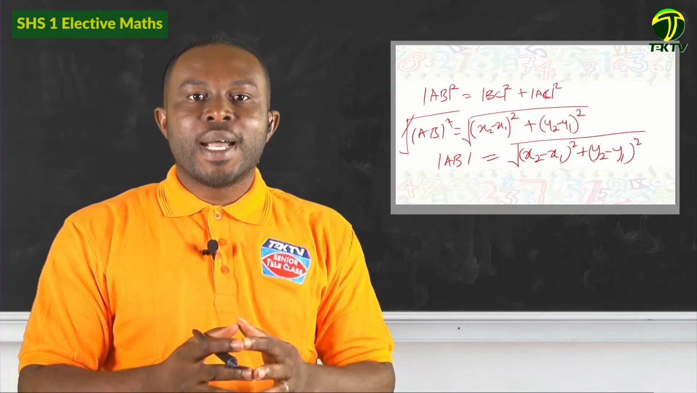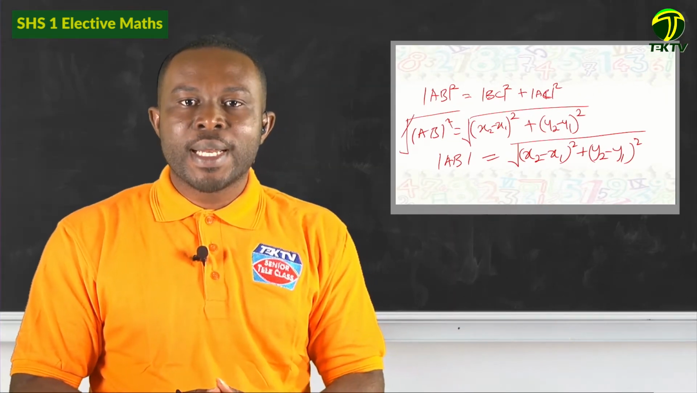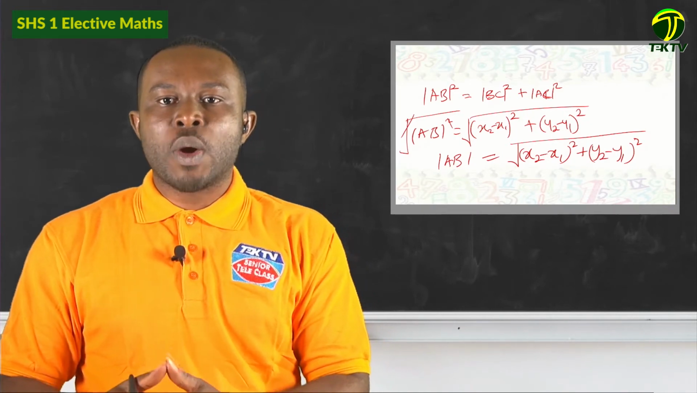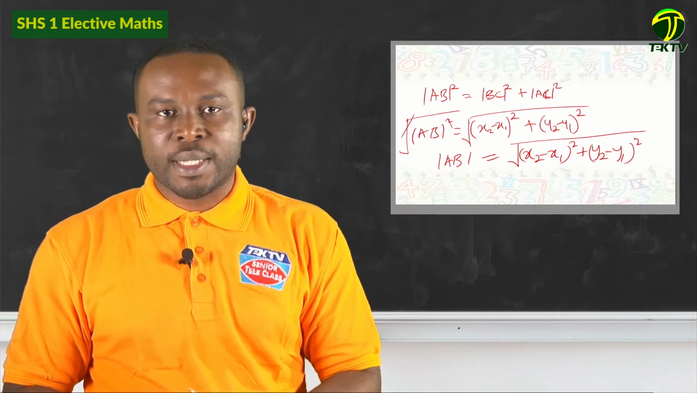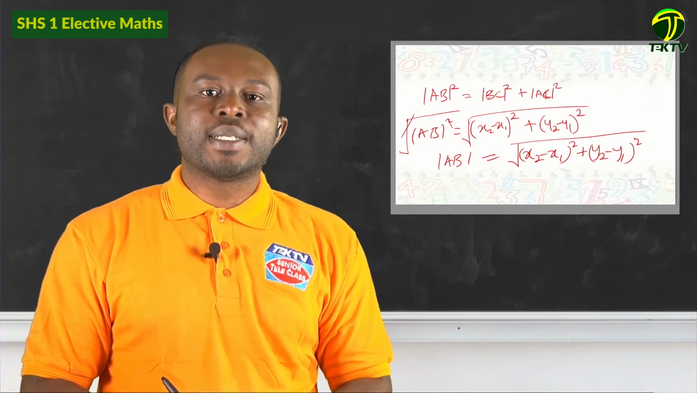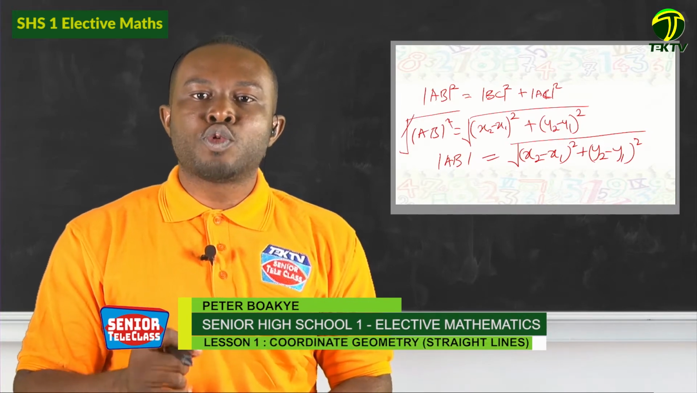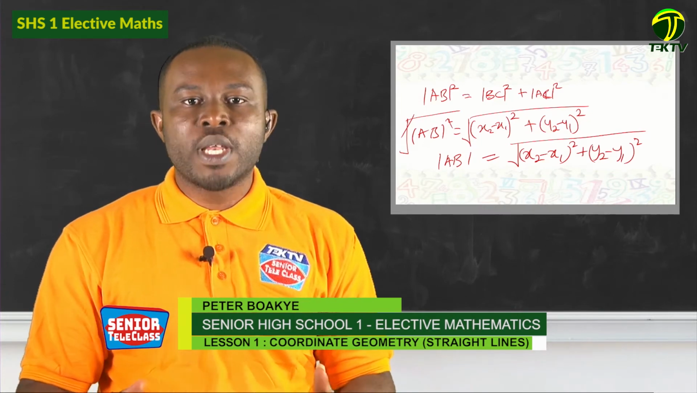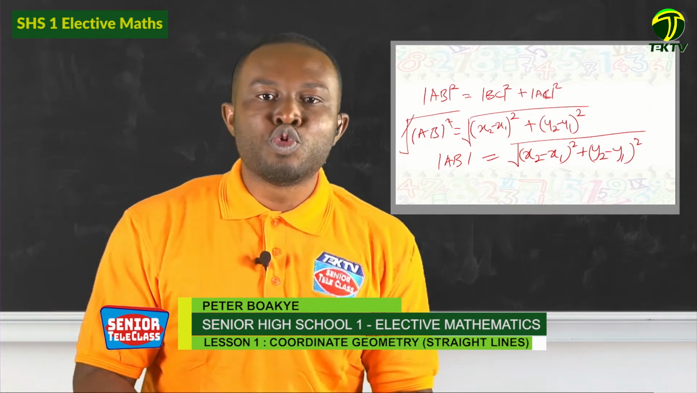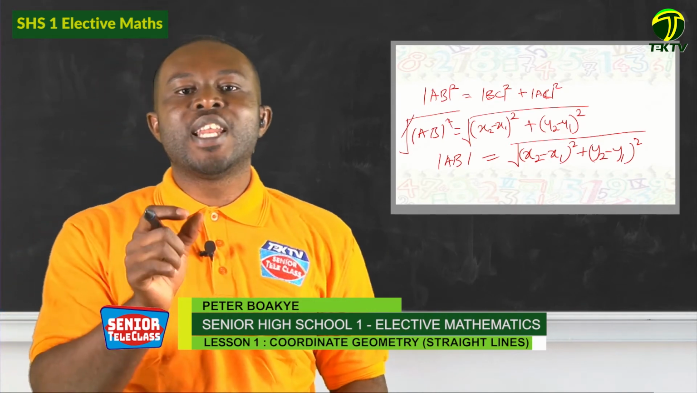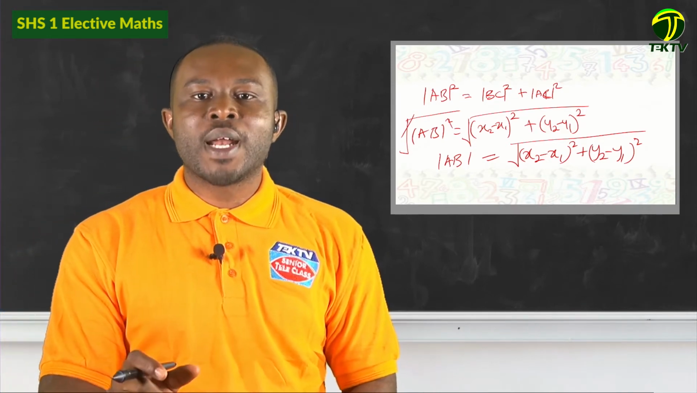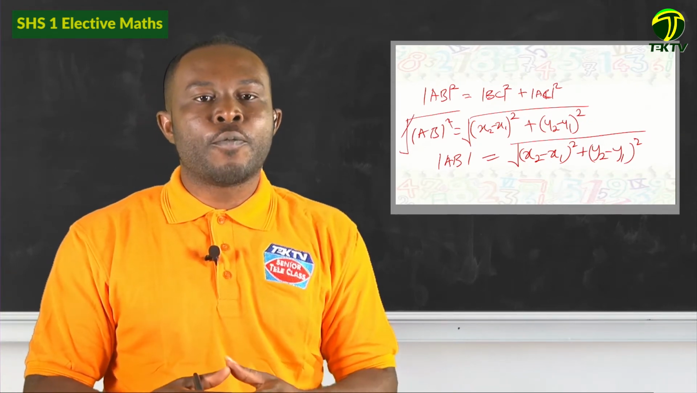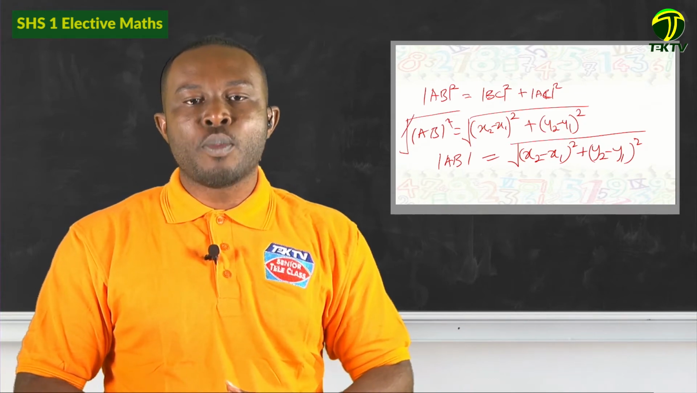Note, x2 minus x1 is squared. The square is outside the bracket. y2 minus y1 is squared. The square is also outside the bracket. Again, note that x2, x1, y2, y1 are all coordinates of a point. So when you're given any 2 points, all you do is label the points as x1, y1, x2, y2, and then you're good to go to use the formula in finding the distance between 2 points.